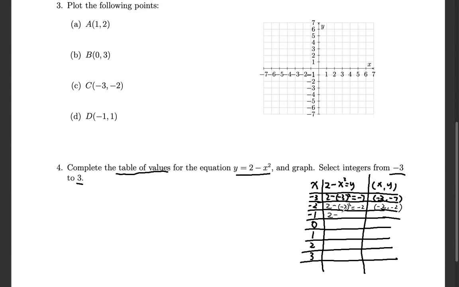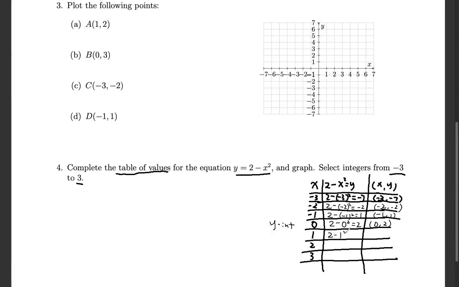-1, 2 minus -1 squared. -1 squared is 1. 2 minus 1 is 1. So a point, -1, comma, 1. 0, 2 minus 0 squared. Well, 0 squared is 0. So 2 minus 0 is 2. So 0, comma, 2. This point is special. It's called a y-intercept because x value is 0.